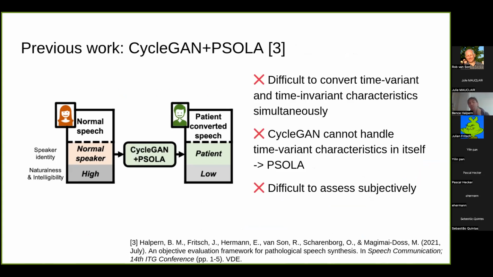There are two previous works that I want to mention related to this. The first one is the work that I have done at IDEA, which was sort of the first attempt at this problem. We used a cyclogram plus T-solar approach to achieve pathological speech. But what we have discovered is that the cyclogram cannot really handle the time variant characteristics of the speech well. So we needed this T-solar vocoder to slow down the speech rate of the speakers in order to match better the characteristics of the dysarthric speakers.